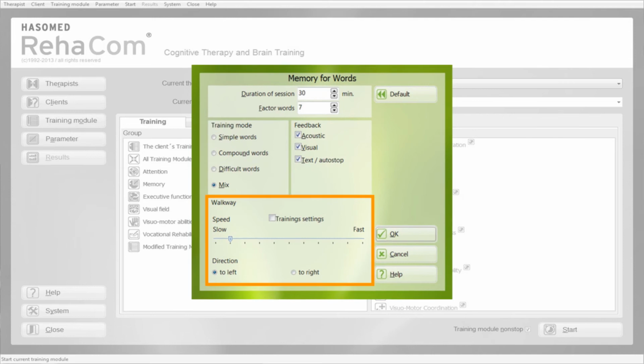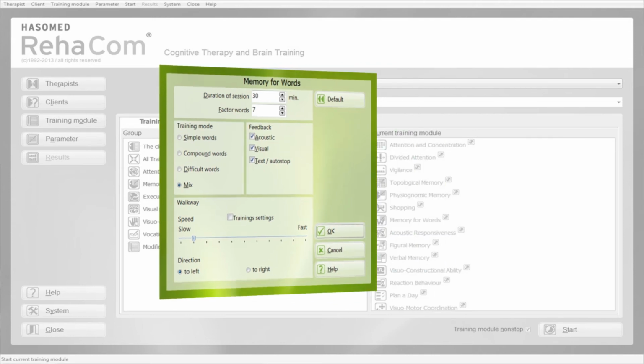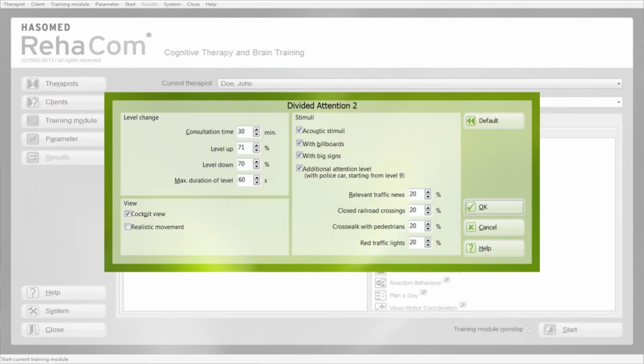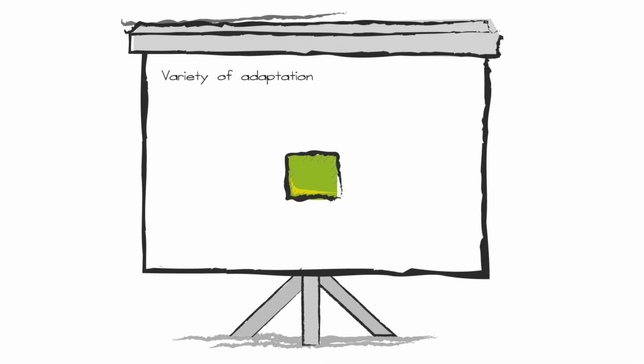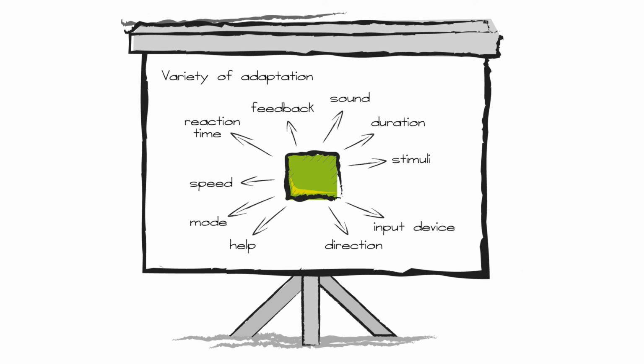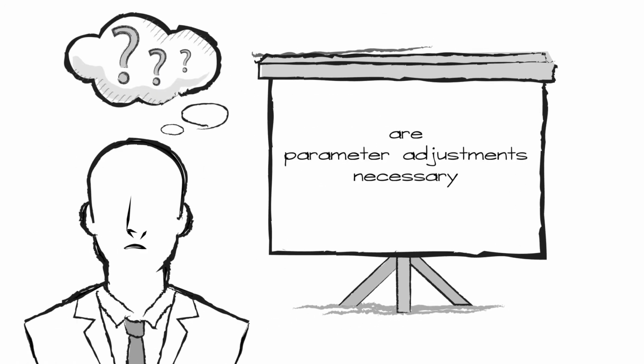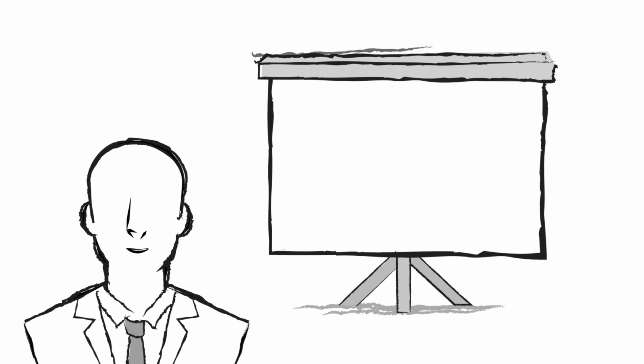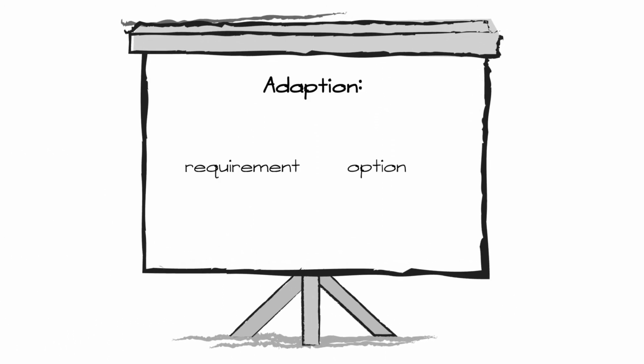Sometimes the working speed of the patient can be adapted. In other modules, special aspects of therapy can be highlighted. The variety of adaptation is nearly endless. But don't worry, to start with RehaCom, no parameter adjustments are necessary. Adaptation from the default settings is only an option, not a requirement.